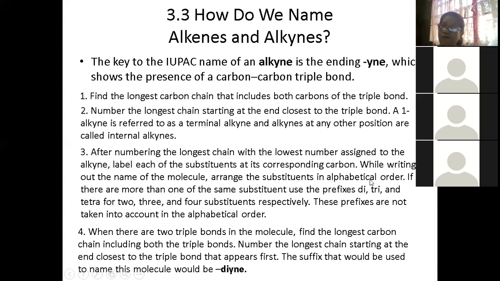Same process also if you have a branching. You use the substituents in alphabetical order also. Then, in case there is more than one triple bond, use the suffix di for 2, tri for 3, tetra for 4. So, diyne, triyne, and so forth. Okay.